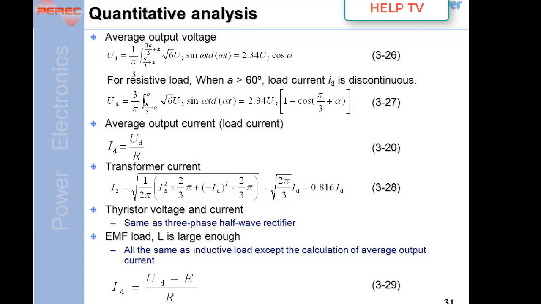EMF load, L is large enough. All the same as inductive load except the calculation of average output current.